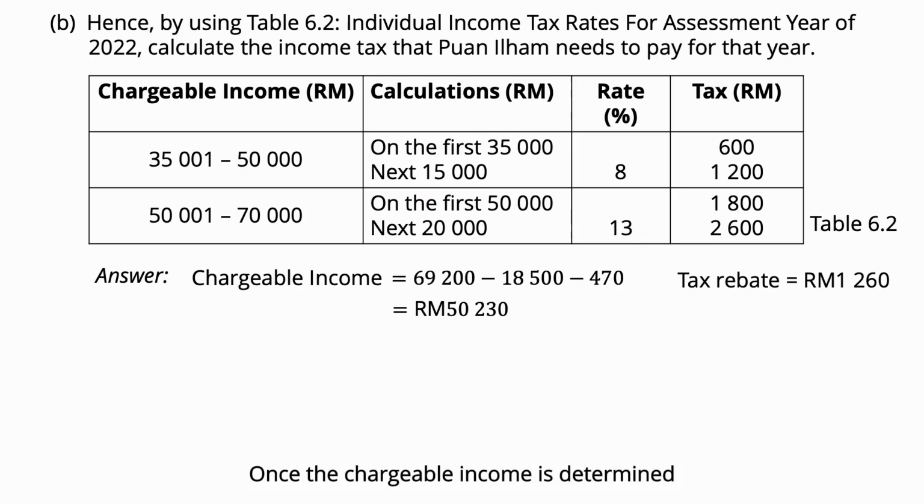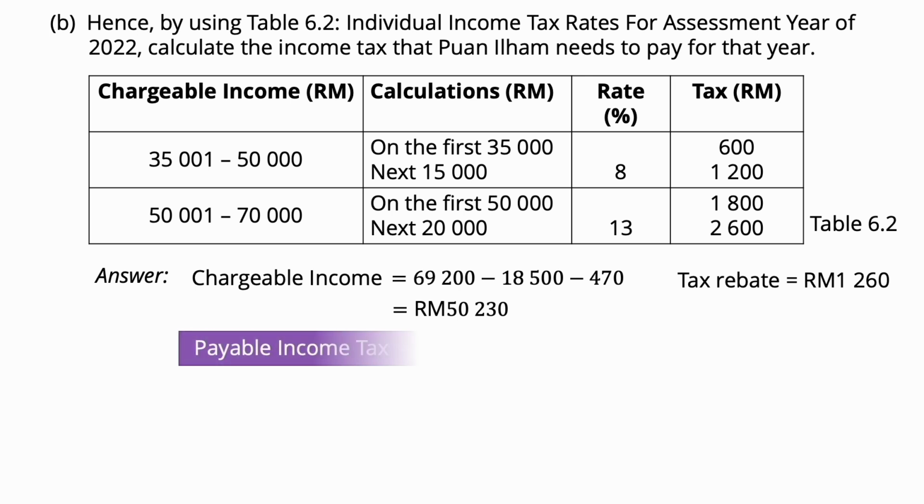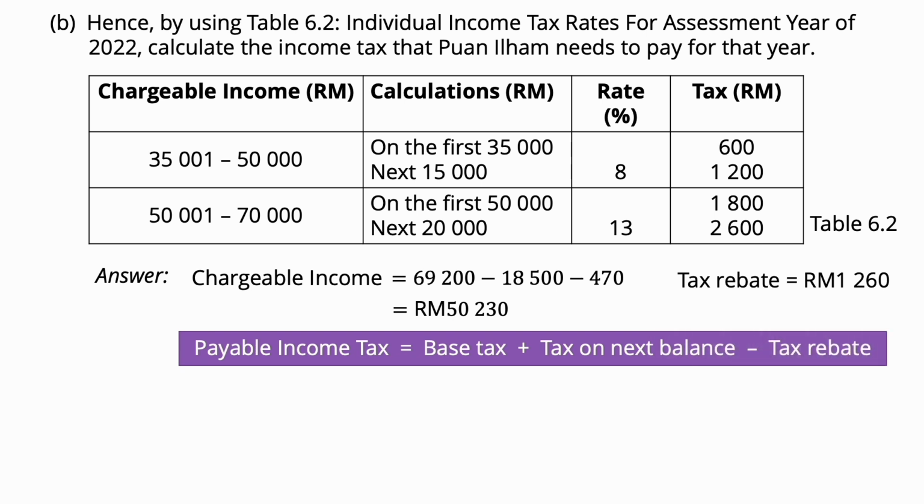Once the chargeable income is determined, we can then calculate the tax payable using the applicable tax rates from the table. Payable income tax equals base tax plus tax on next balance minus tax rebate. Refer to the income tax rate. The chargeable income, 50,230 ringgit Malaysia, is in the category 50,001 to 70,000.